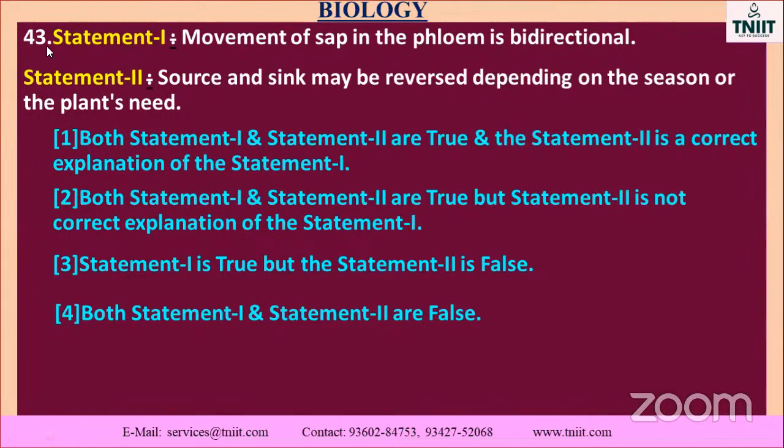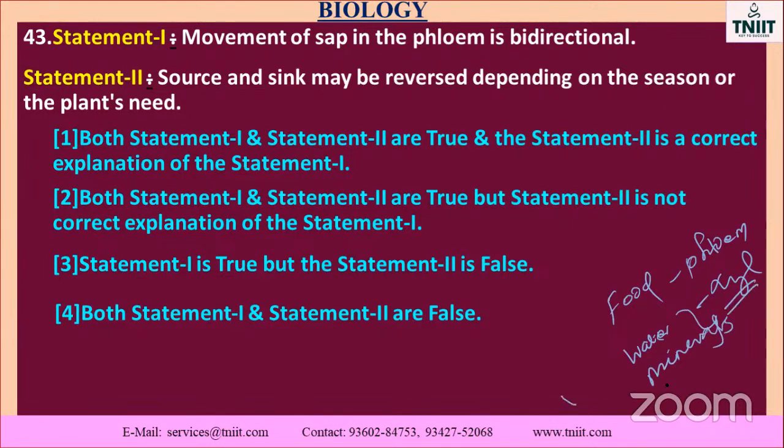Here, question 43: the movement of the sap in the phloem is bidirectional. Already you know about the movement of sap. What does that mean? Nothing but food. Phloem carries food, isn't it, my dear? Xylem, you know, is also called what? Water and minerals. Both are. The xylem is always unidirectional only, from lower to upward. But phloem is bidirectional; it will be transferred to both sides. So this one is the correct one.